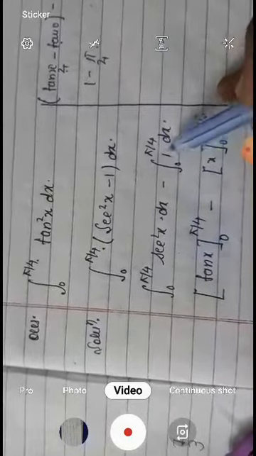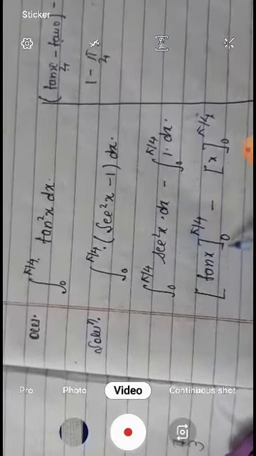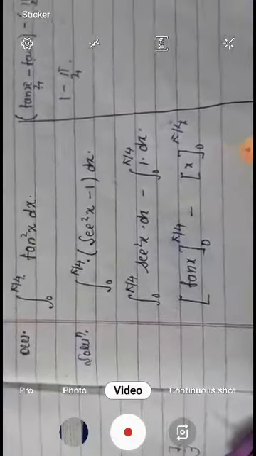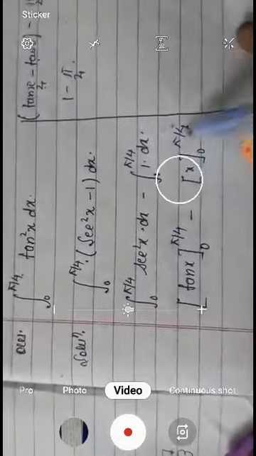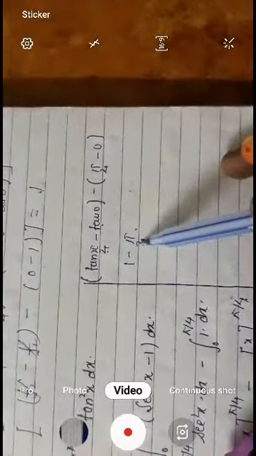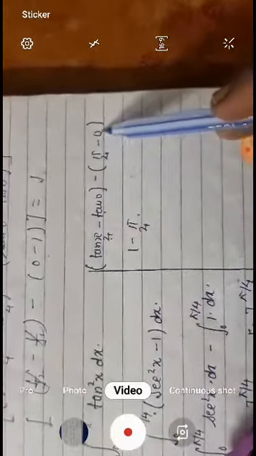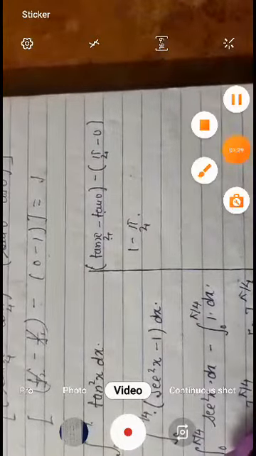Integration of 1 dx means x. Okay. Integration of sec square x dx is tan x. Putting the values of pi by 4 and 0 in tan x minus x, we get the value 1 minus pi by 4. Is it okay? So this is our question.